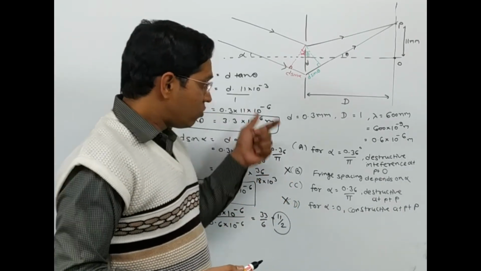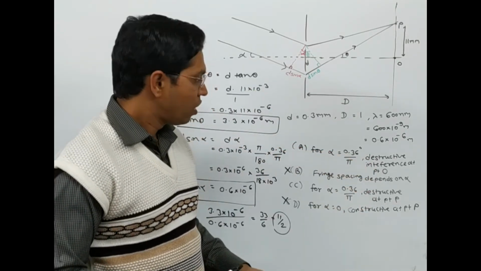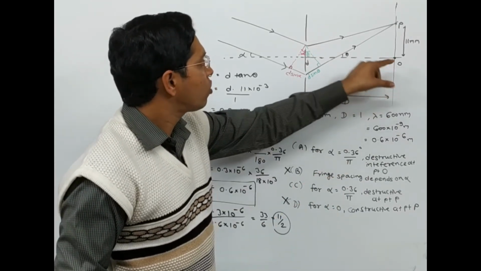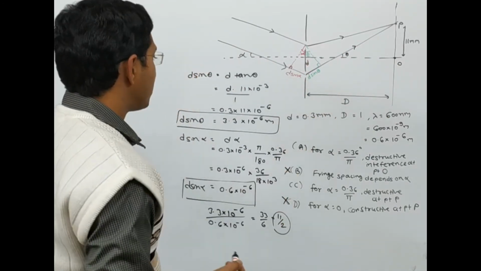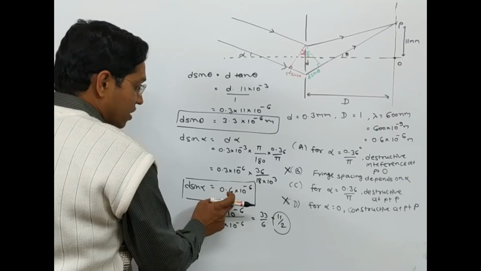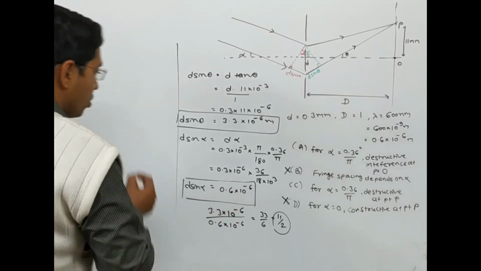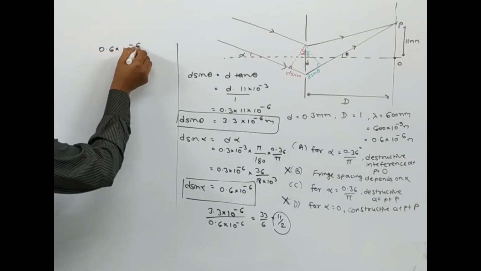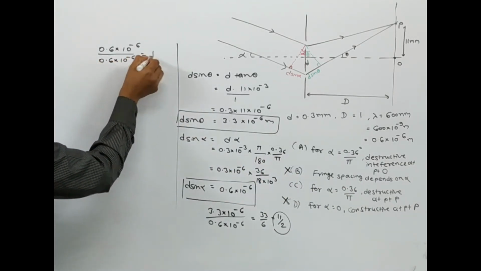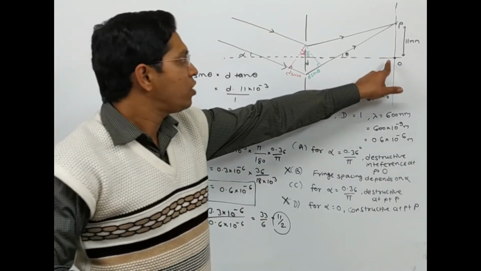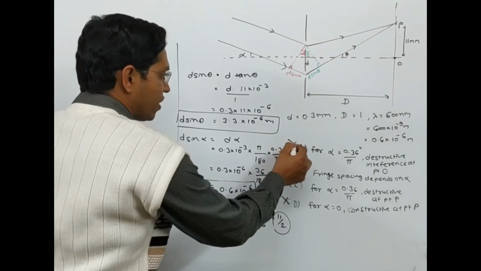Now I'll again want to check, for alpha equal to this, whether it is destructive or constructive at points O and P. I'll first go for O, because when I go for O, obviously there will not be any path difference due to this right side. So d sin theta I'll consider to be 0, and now I'll only consider this d sin alpha. So again I'll divide this by the wavelength. So it will be 0.6 into 10 raised to minus 6, and the wavelength is again 0.6 into 10 raised to minus 6, which turns out to be 1. It means at point O, it must be a constructive interference, but they are saying that it is destructive interference. So definitely this is wrong.